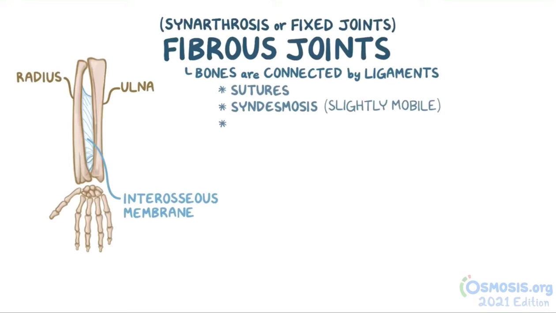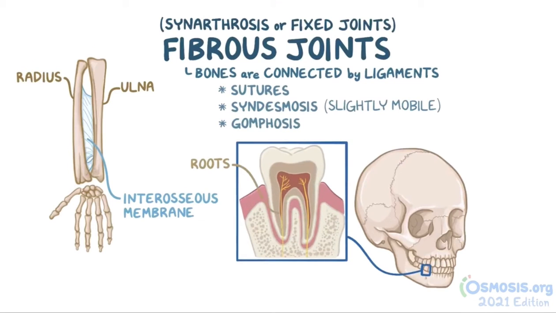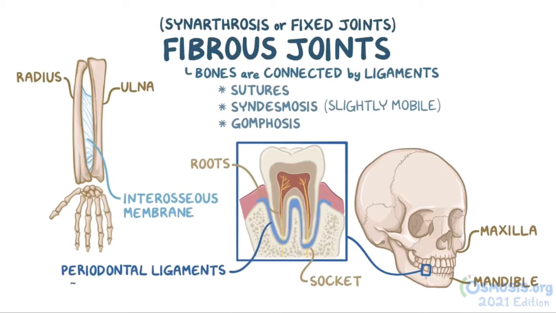The third category of fibrous joints is a gomphosis, which is a joint between the roots of a tooth and its socket within the jawbone, either the maxilla or mandible. A tooth is anchored in its socket by periodontal ligaments, which allow light movements to lessen the impact, like when you're chewing on corn nuts.